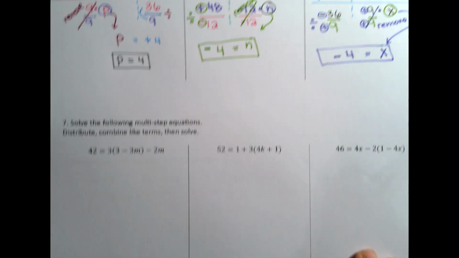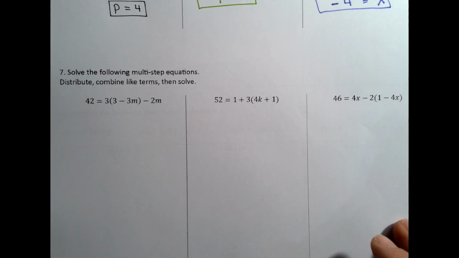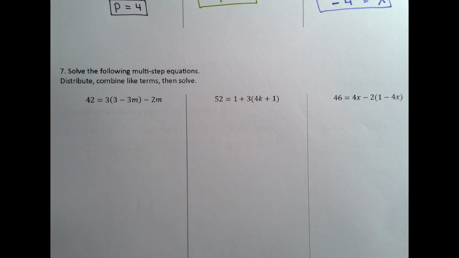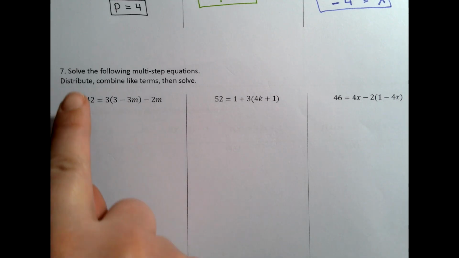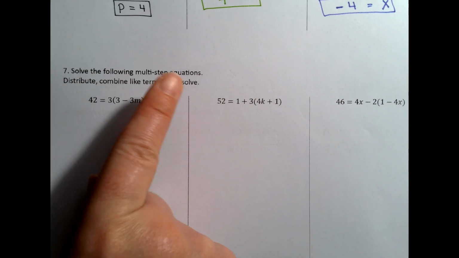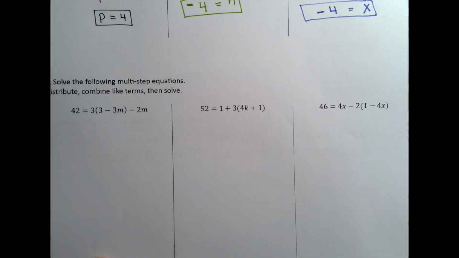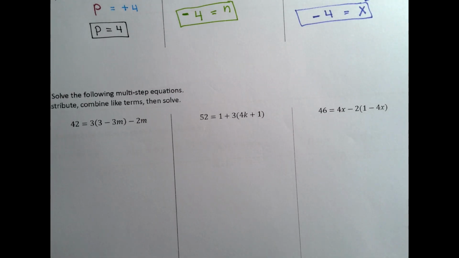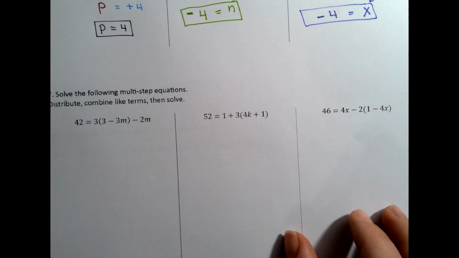All right, let's go ahead and move on to the next one. Solve the following multi-step equations: distribute, combine like terms, then solve. So these are going to be your highest level questions on the exam. This is going to be where you are distributing, combining, and solving. So you're doing basically a lot of things in the space provided. So write small. Okay, we are writing small in this one.